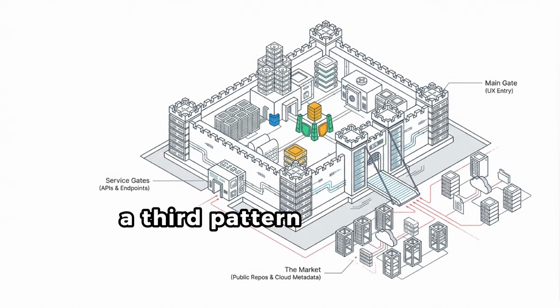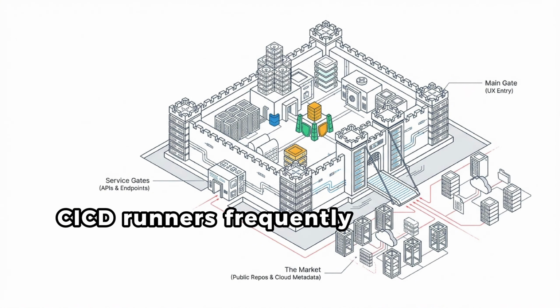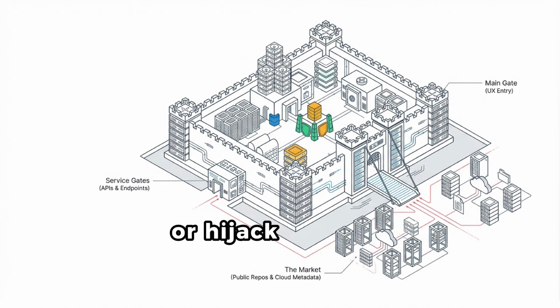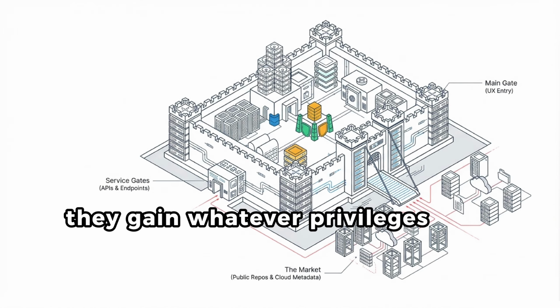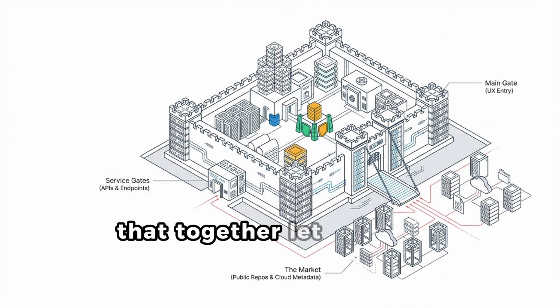A third pattern is abusing unattended automation. CI/CD runners frequently have broad access, and if an attacker can push a malicious build or hijack a runner, they gain whatever privileges that automation had. A very common real-world technique is to find a chain of small mistakes that together let you pivot.